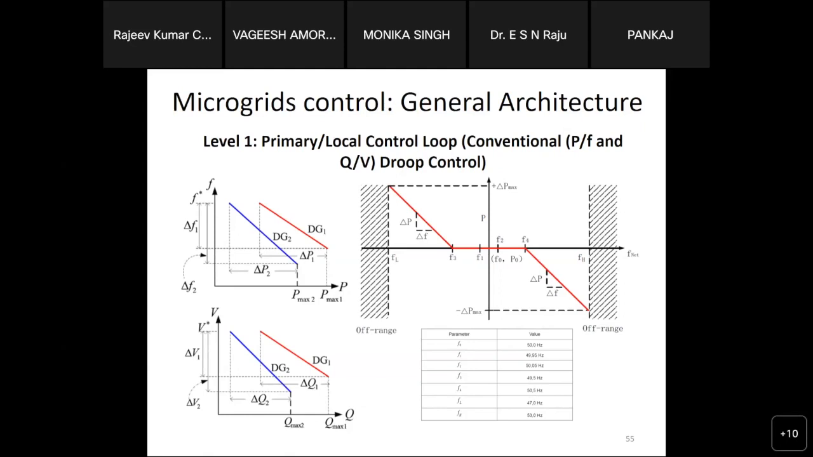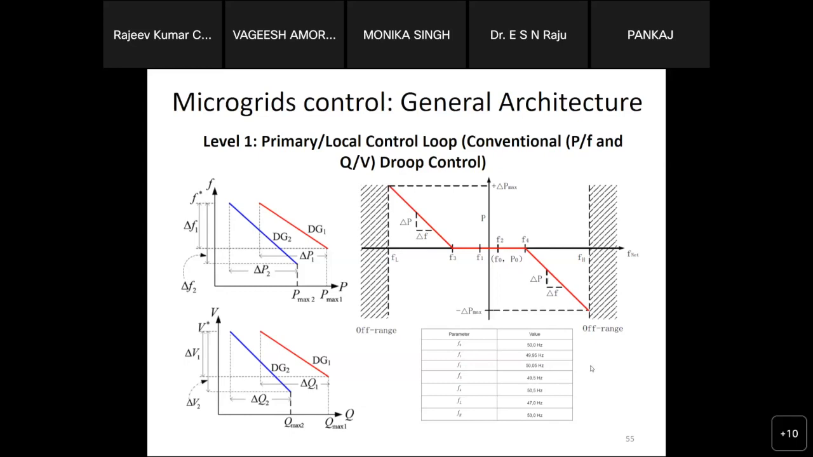using this droop control for conventional power transmission, the X by R ratio is different, and here the R by X ratio is different. Because of these R values and X values, the droop control may not be as effective as it is in transmission. So we will have some issues, and I will show one example. What are the issues we are going to face?